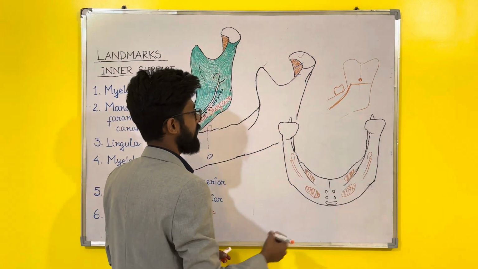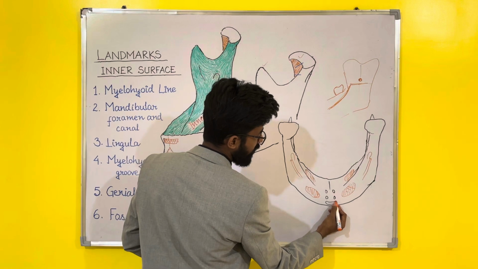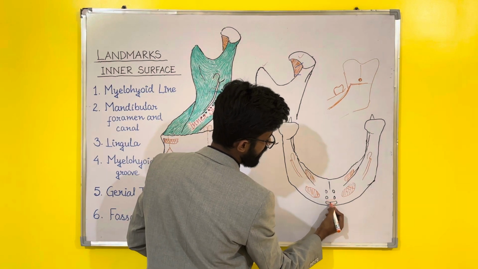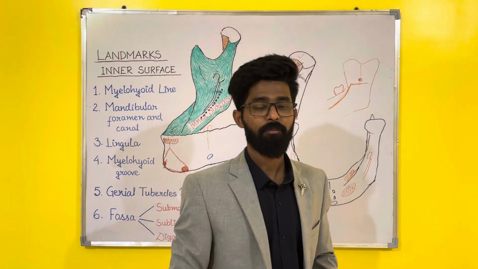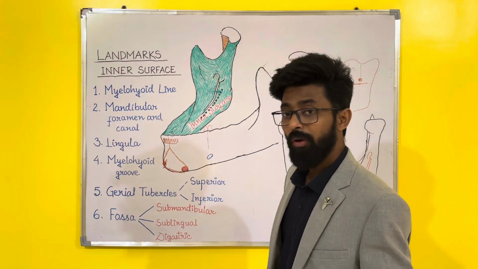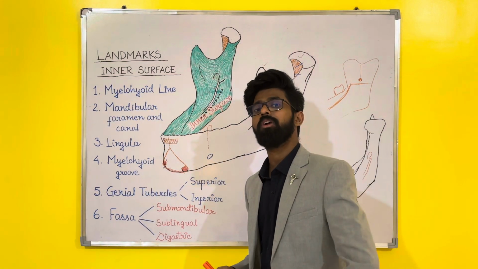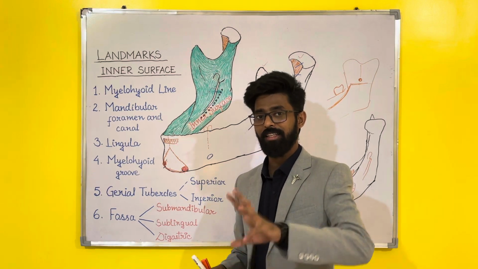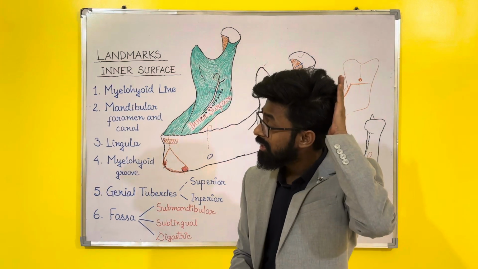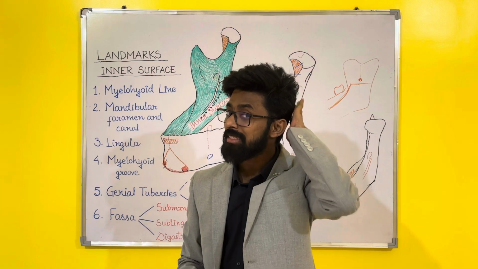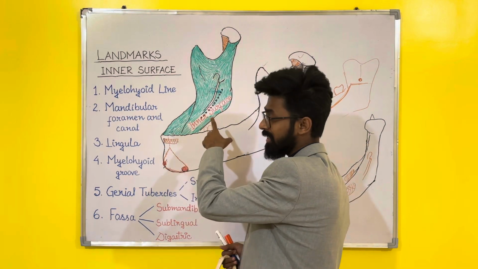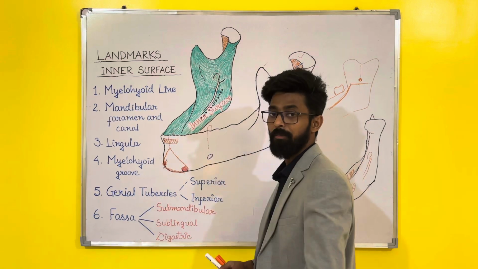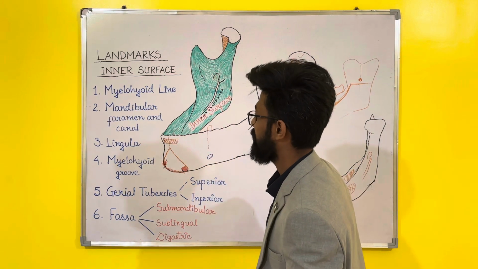Okay. There is a fossa here, an oval shaped fossa. This fossa is called the digastric fossa. Now, if you remember, you have studied in your class 11-12 basics that there are three pairs of salivary glands: parotid, submandibular and sublingual. So the submandibular and sublingual glands are positioned somewhere on the inner surface of the mandible, which we will see now.